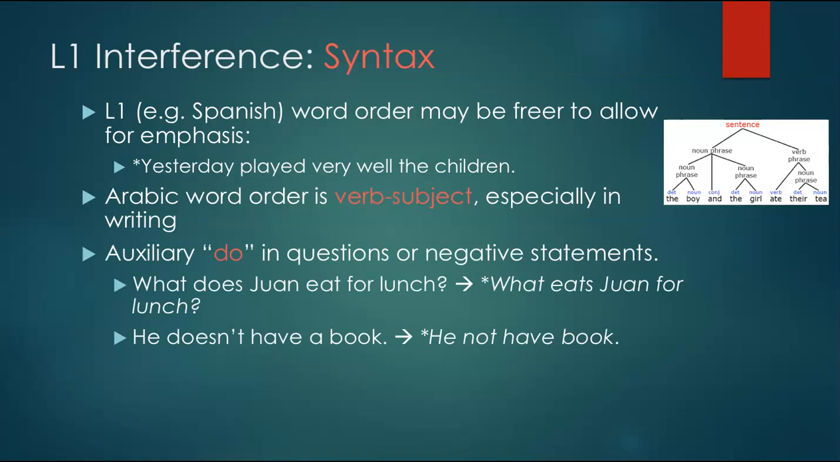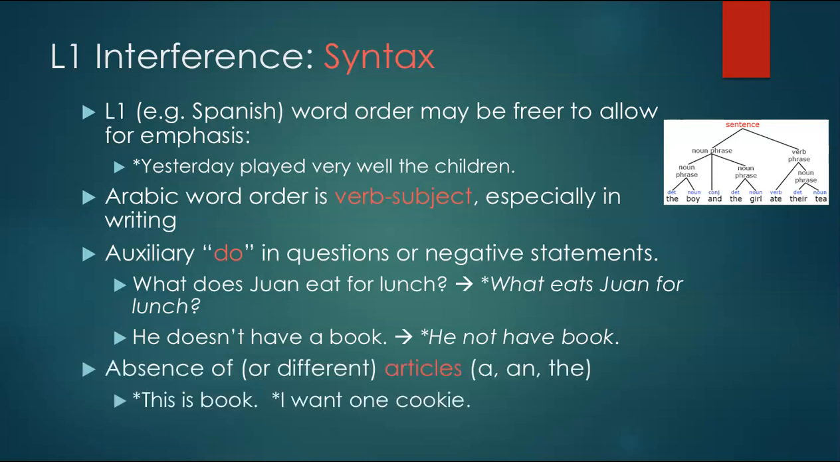The auxiliary verb do that we use in questions or negative statements just doesn't exist in a lot of first languages. So when we say something like, what does Juan eat for lunch? We might hear someone make the error, what eats Juan for lunch? Or he doesn't have a book. You might hear, he not have book. So again, that word do is a very particular construction in English that doesn't necessarily exist in other first languages.